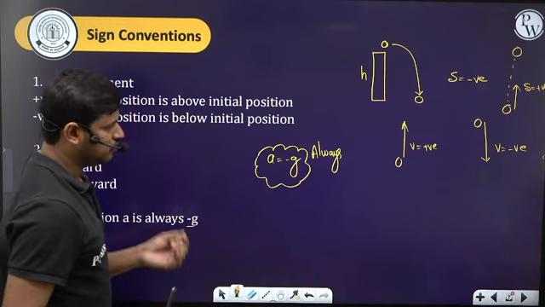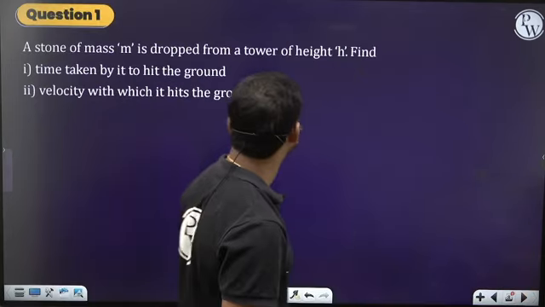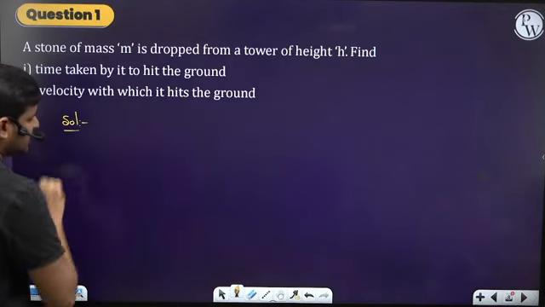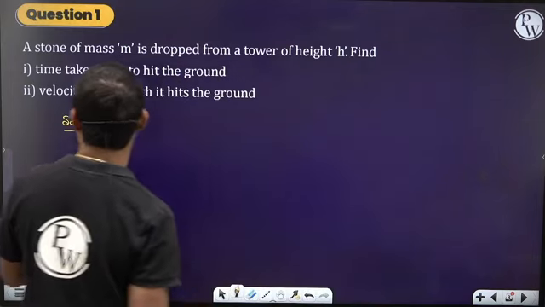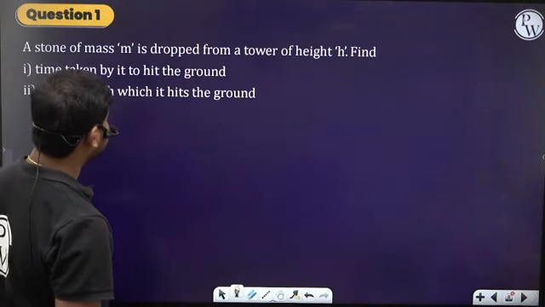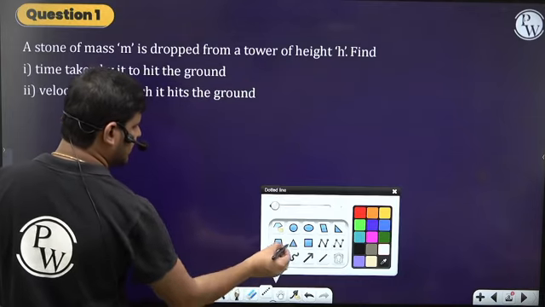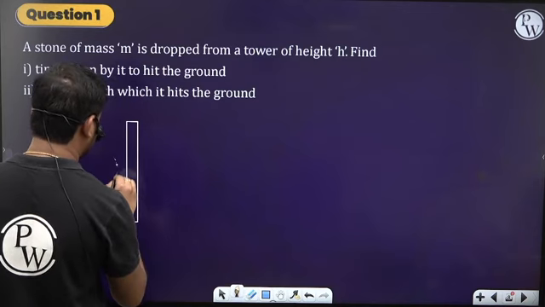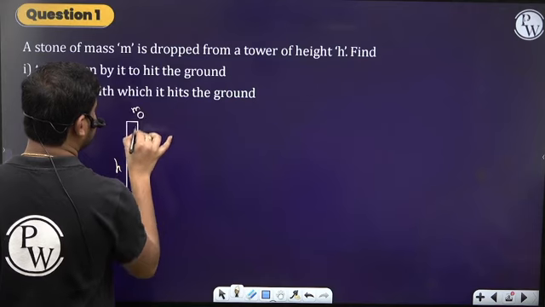Okay, chalo. Now let's solve the questions. Through questions we'll understand the concepts. So the first question, see here. Pause the video and try it on your own. The simple standard result: a stone of mass m is dropped from a tower of height h. So let's consider a tower of height h first. Consider this is a tower of height h.